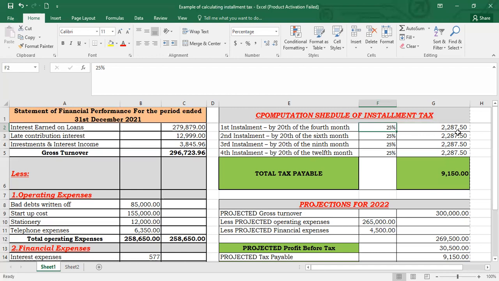Okay. Yeah. So there is the 110% based on prior year. Yes. And then there is the current year basis. Yes. Oh, current year basis, which is now the 9,150. Yes. Let me share this screen. This one I was using.